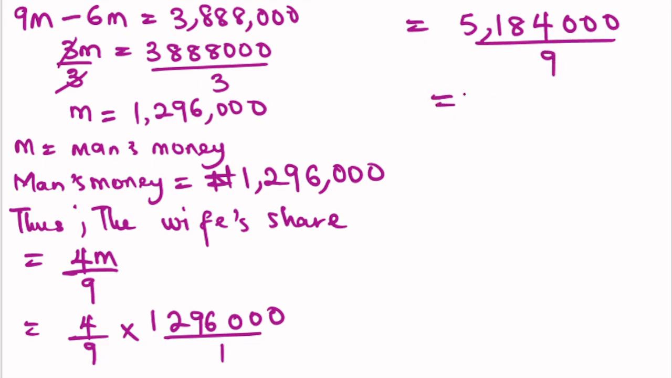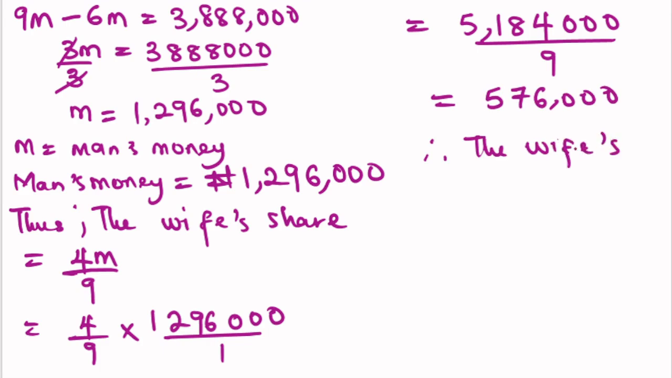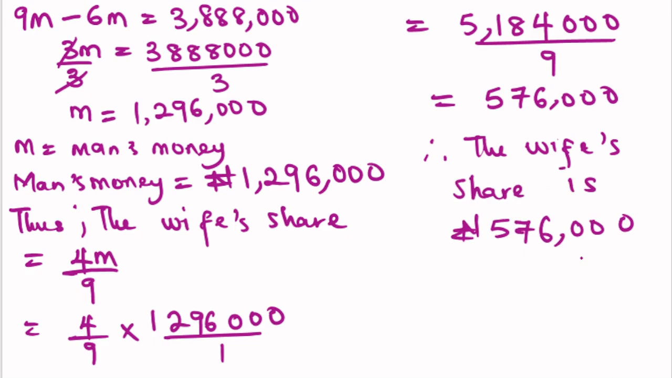So when we divide this, 5,184,000 divided by 9 gives us 576,000. So therefore, you agree with me that the woman's share, or the wife's share, is 576,000. So this is the answer for question number 3, and this is all for today.